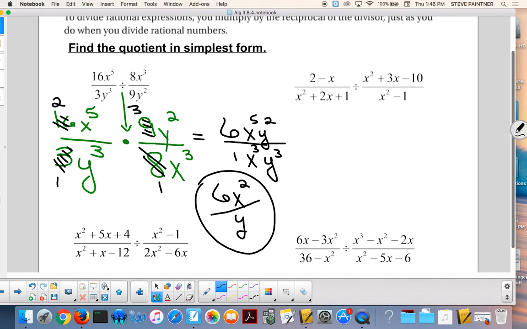Those are what I call the easiest problems for you on the quiz next week. So just don't make a silly mistake, is all I'm going to say. Next, now the binomials and the trinomials come. You have to factor and remember to multiply by the reciprocal. Go.